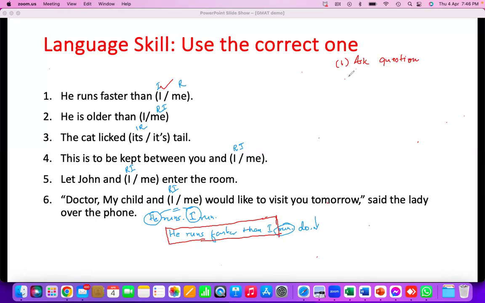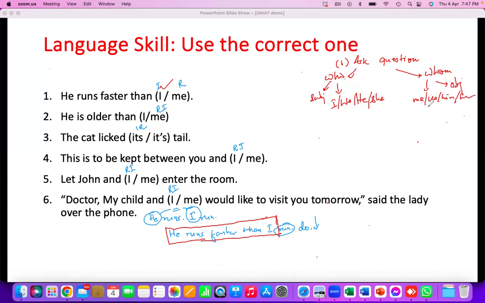Ask question. So if the question has who in it, who is what? Subject pronoun. Then the answer needs to have a subject, something like I, we, he, she. These are subjects. Now, if the question has whom in it, whom is what? Object pronoun. Then the answer needs to have me, us, him, or her. Okay, these are object pronouns.